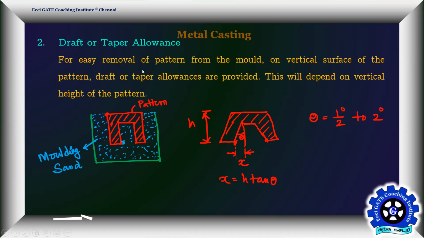For easy removal of pattern from mold, on vertical surface of the pattern, draft or taper allowances are provided. This will depend on vertical height of the pattern. Why? Because this x value is depending upon the height and theta, right? So based on the vertical value, you provide this theta. That is what is called draft or taper allowance.